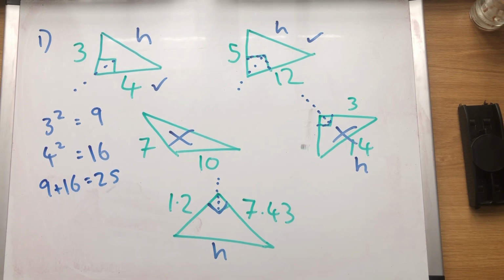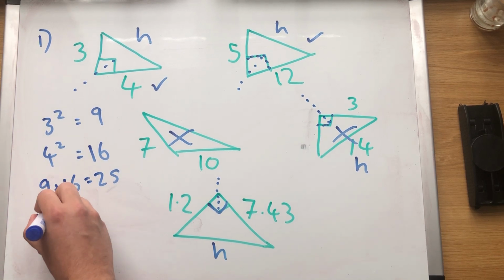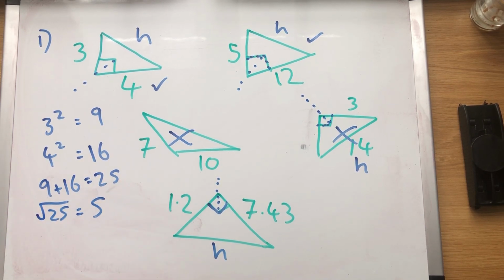Something times something equals 25. 1 times 1 is 1, it's not 1. 2 times 2 is 4, it's not 2. 3 times 3 is 9, it's not 3. 4 times 4 is 16, it's not 4. 5 times 5 is 25, so the square root of 25 is 5. Square everything, add, root.